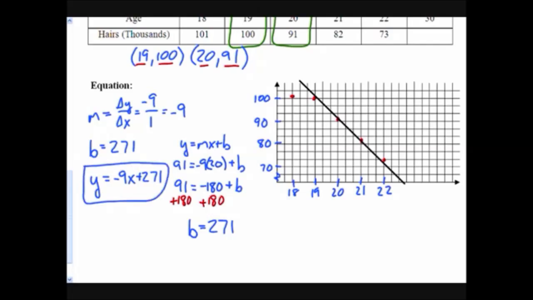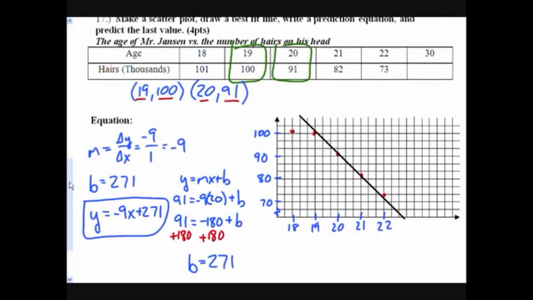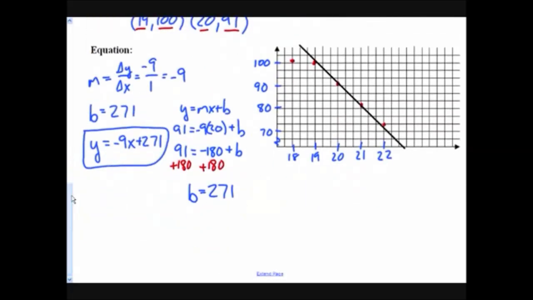And the thing that it asked me to predict, if I look up at my chart, is how many hairs are going to be left when I'm 30. I want to know what I have to look forward to. So I'm going to plug the 30 in here. y equals negative 9 times 30 plus 271. So negative 9 times 30 is negative 270, plus the 271, so that's going to equal 1.